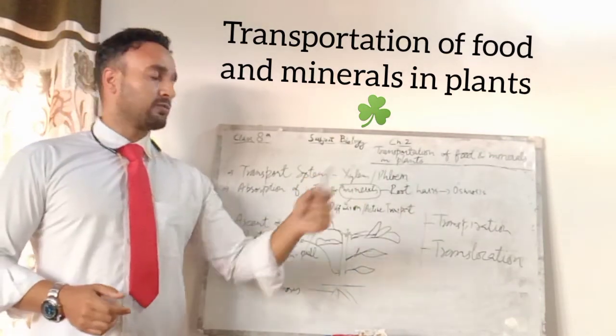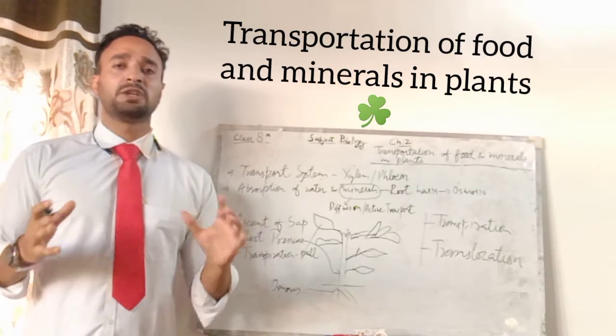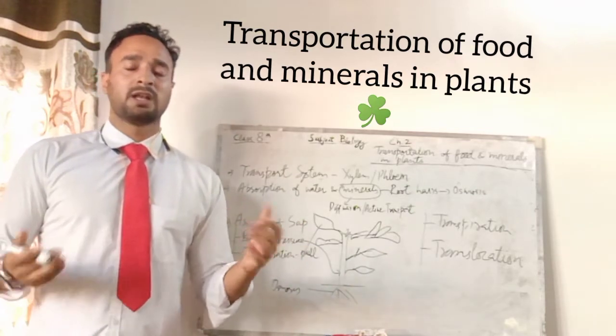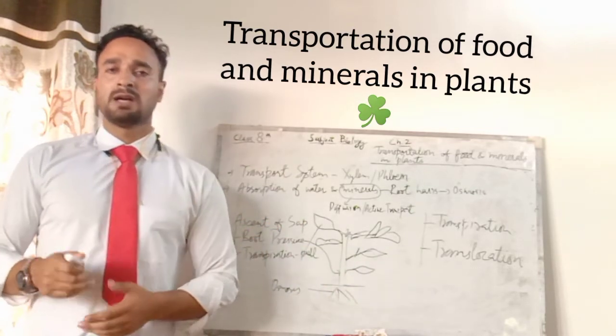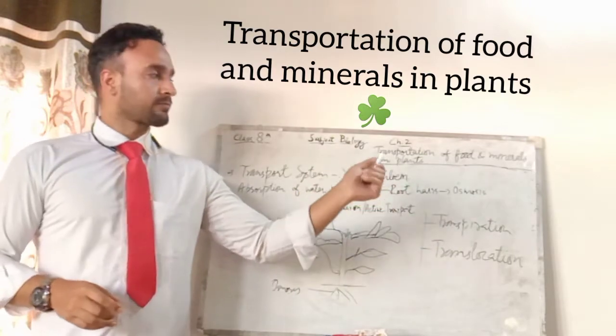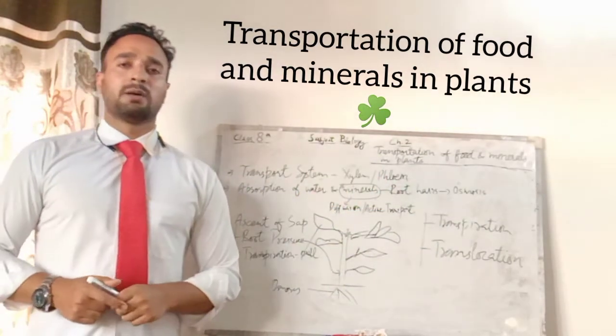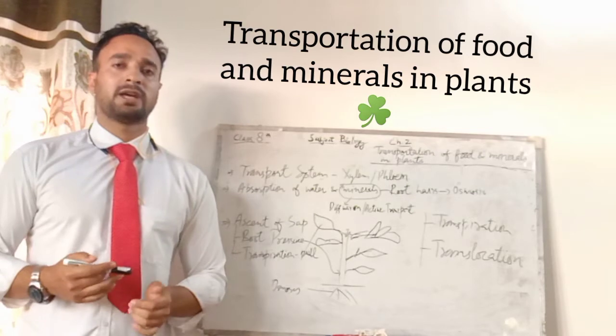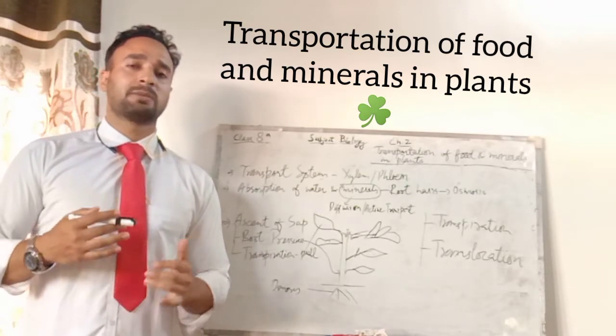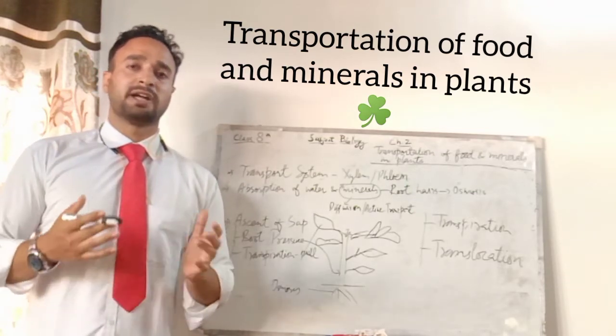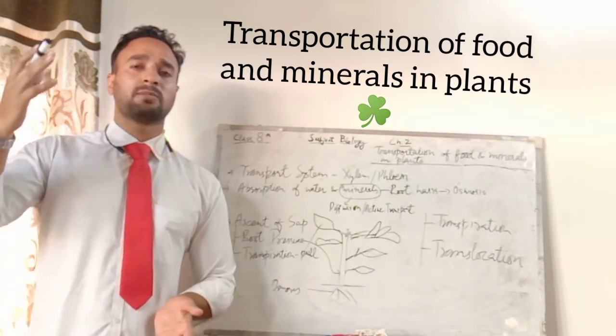What is xylem and phloem? Xylem and phloem are simply the constituents of the vascular bundles. Like we have arteries, veins, and capillaries, plants have xylem and phloem. Okay, xylem movement is always upwards, that is from roots to the stem or the leaves.